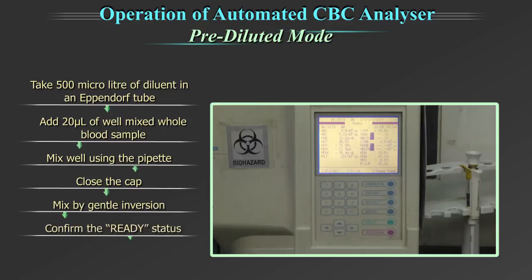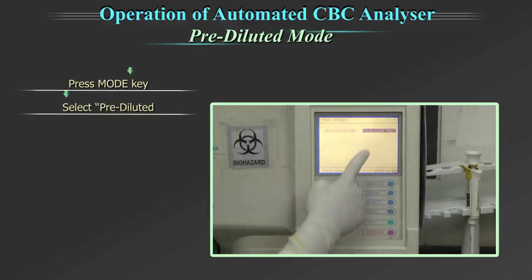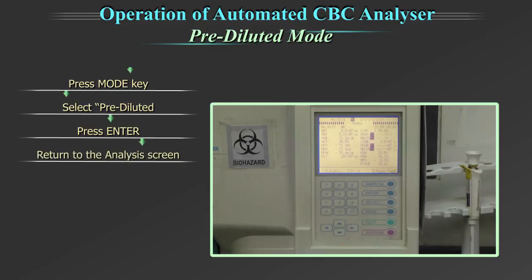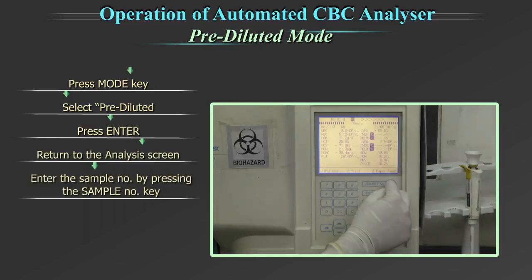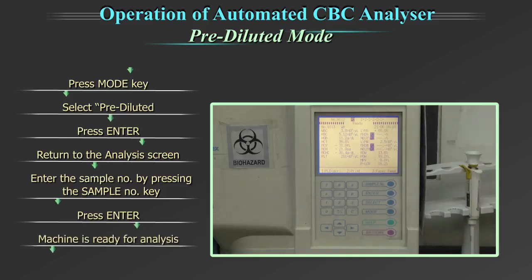Confirm the ready status. Press Mode key to display the Change Mode screen and select the pre-dilution mode. Press Enter to change the analysis mode and return to the analysis screen. Enter the sample number by pressing the sample number key and Enter to fix the sample number. Now, the machine is ready for analysis.